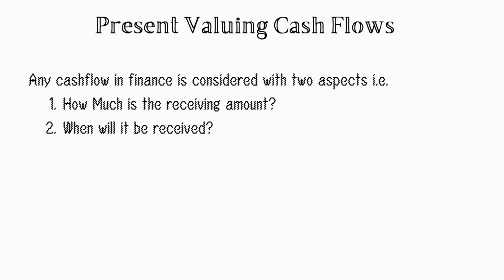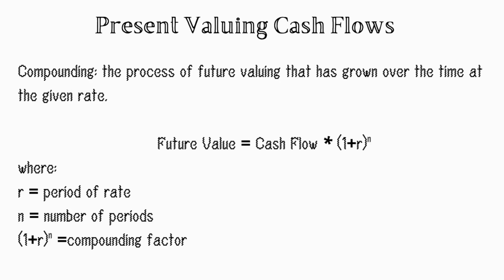So any cash flow in finance is considered with two aspects: how much is the receiving amount and when will it be received. And when it is different from today, like some time in the future, then we assess its value by applying the tool that is present value of cash flows to bring it to today's value. This time difference from today could relate to either the past or the future, and both can be assessed through present valuing. If it relates to the past, then present valuing can be done by compounding, and if it relates to the future time period, then we apply discounting to present value. Now let's discuss compounding first.